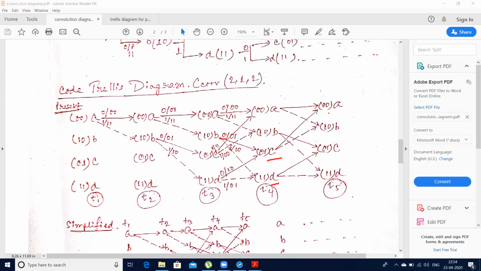Then again from C. You can see that at this T1 stage, that means the first time instant, the initial state is A. It may be B, it may be C, it may be D.